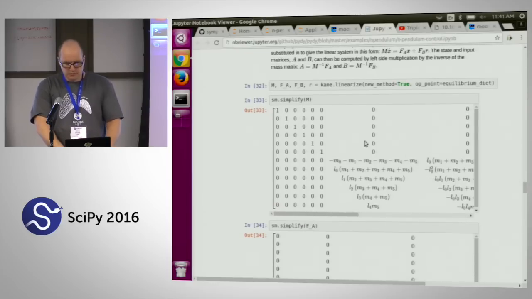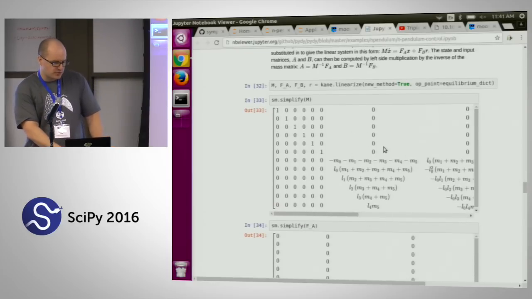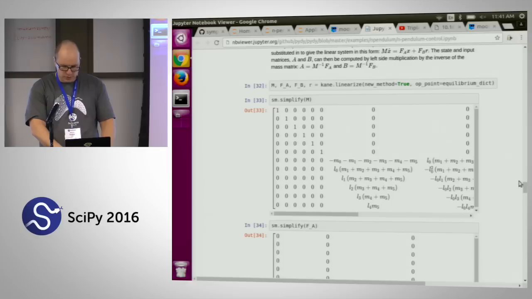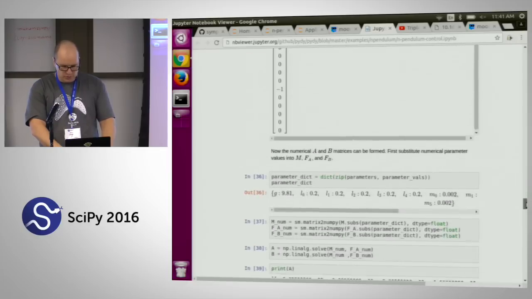And it turns out for this physical problem, you have to linearize it. So again, you use SymPy to linearize it and so on. I'll skip the details. I'll just show the result.